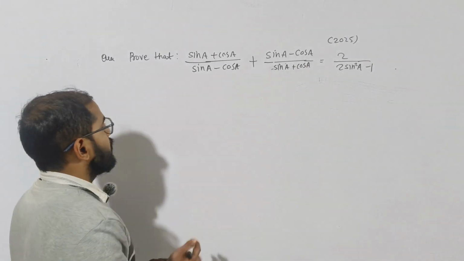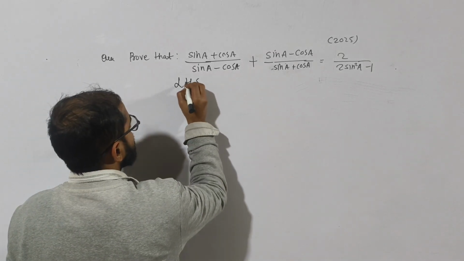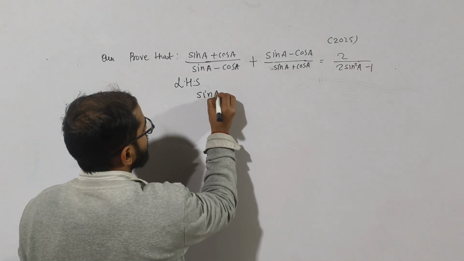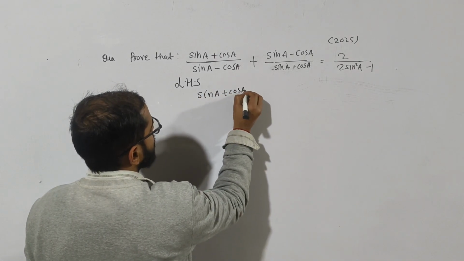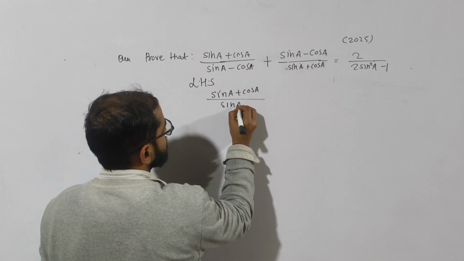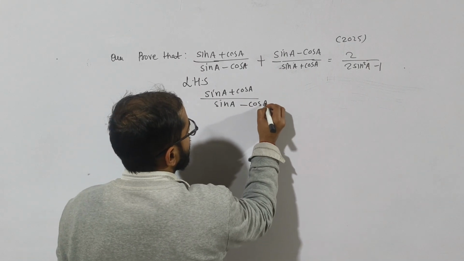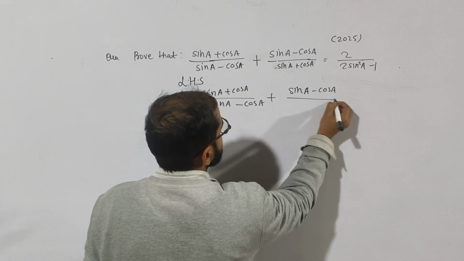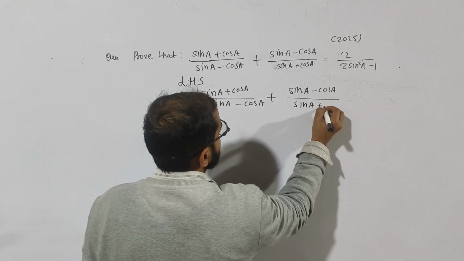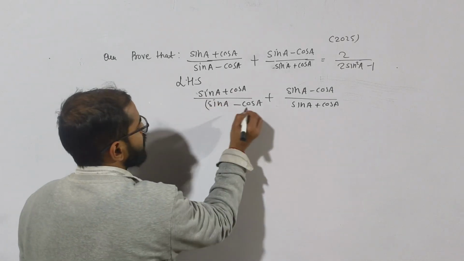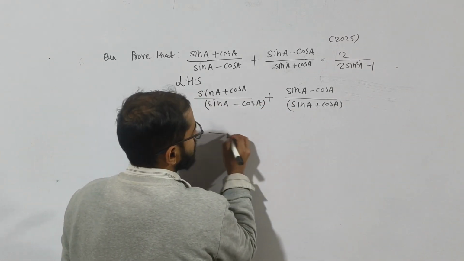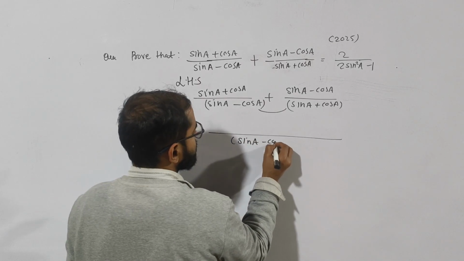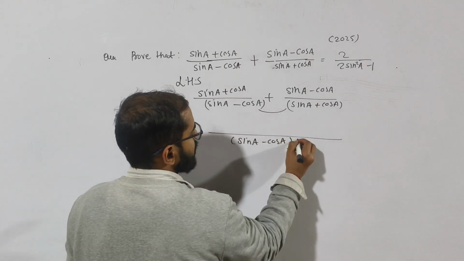Okay, starting from left hand side as usual. तो स्टार्ट करते हैं लेफ्ट से। पहले उतारेंगे sin A + cos A अपॉन sin A − cos A, एंड sin A − cos A अपॉन sin A + cos A. अब इनका हम क्रॉस मल्टीप्लिकेशन कर लेते हैं, नीचे का पहले। तो sin A − cos A है, and this is sin A + cos A.